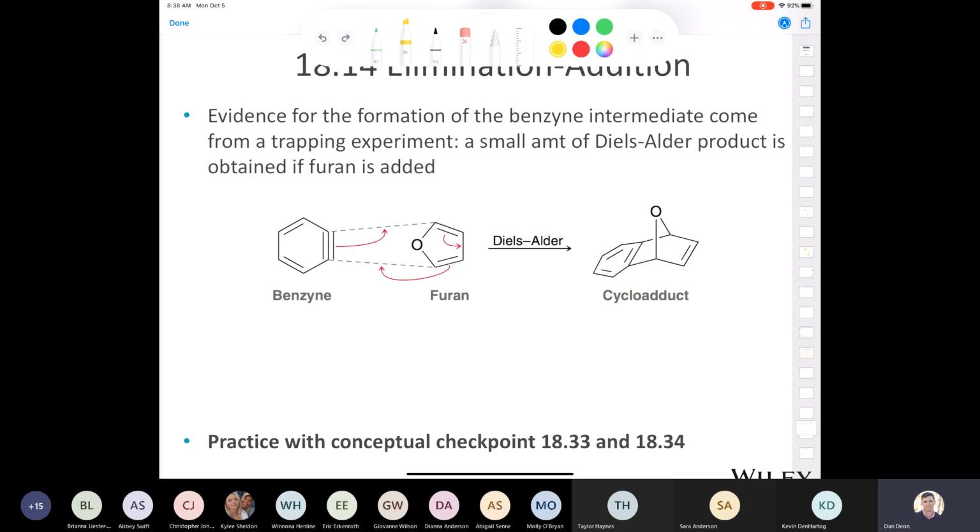You might remember the Diels-Alder reaction and furan, which is a diene that is locked in the s-cis conformation. It can react with benzyne to form this cycloadduct, and that's nothing more than saying it reacts in a Diels-Alder. So that suggests that yeah, there's a pi bond there, because we had to have some kind of dienophile when we did a Diels-Alder reaction. So that's one little piece of evidence.